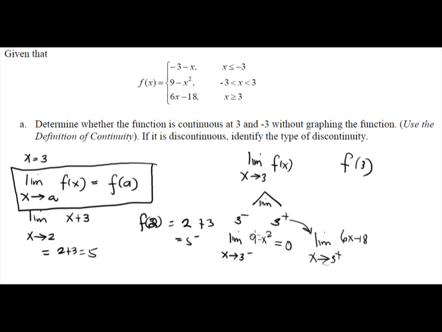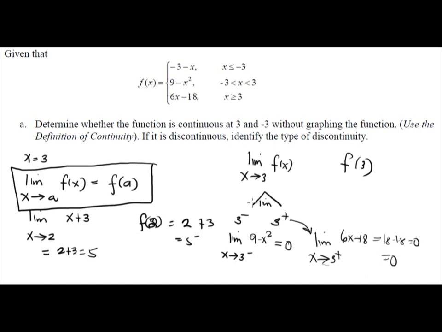Okay, I hope that is clear so far, because you have to really use the concept of limits. So here, going back, this is 3 from the right. Those numbers are bigger than 3, so the function should be 6x minus 18. And then if you get the limit through substitution, this is 6 times 3, 18 minus 18, this is also equal to 0.